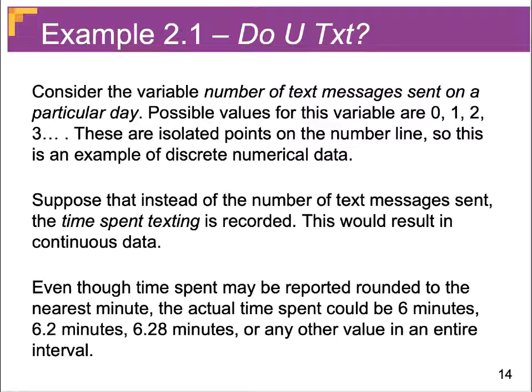So for example, we're looking at the number of text messages sent on a particular day. So you would count this. You could send 0, 1, 2, 3. These are isolated points. On the other hand, if we were to look at the time spent texting, then that would be continuous data because you can take any amount of time to spend on texting. Often we will round these for convenience, but because we could measure this as specifically as we had the tools to do, that would make this continuous.